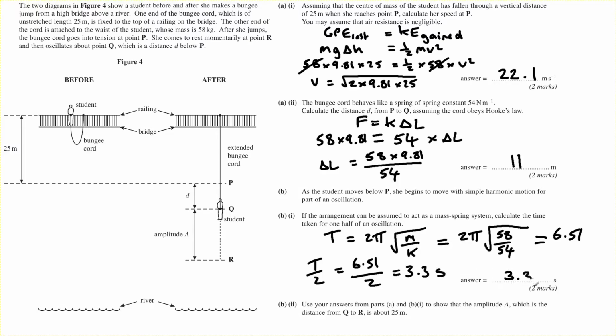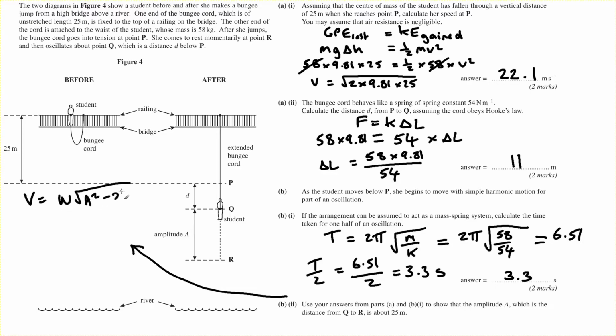Now this next question is an interesting one. Use your answers from parts A and B part 1 to show that the amplitude A, which is the distance from Q to R, is about 25 meters. So we need to think about what we know and what's happening here. The student is oscillating about point Q. So in the first quarter period they move down from Q to R, and then as they go back up, they oscillate an equal distance above Q, which is going to take them back up above point P, and that will be the oscillation.